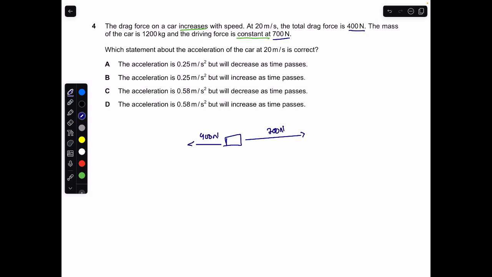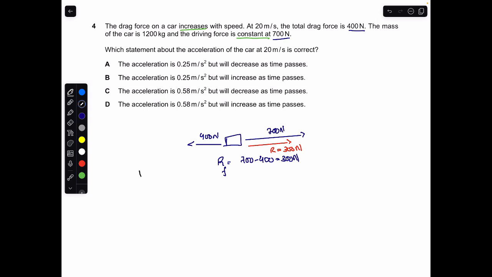So the first thing that you need to realize is that there is a resultant force acting on the car, which is equal to 700 minus 400, which is equal to 300 newtons in the forward direction. So this is your R, which is equal to 300 newtons. So you have a resultant force. Now we know that if there is a resultant force, there is going to be an acceleration.